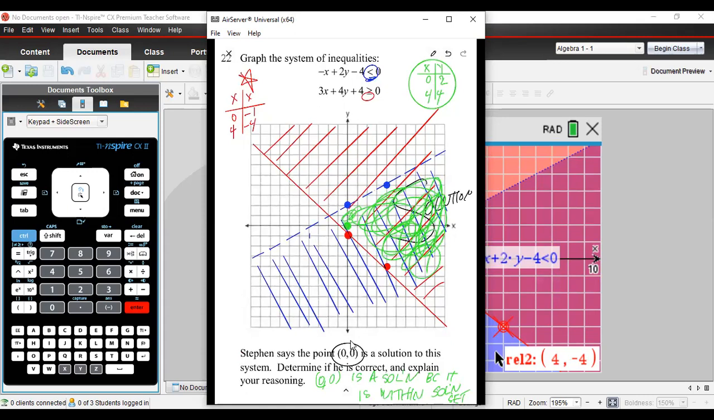Okay, so that's how you would do this. Basically, all you really need to be able to do is change your graph to relation, and then you're just going to key this in. And then you just shade it appropriately, okay?